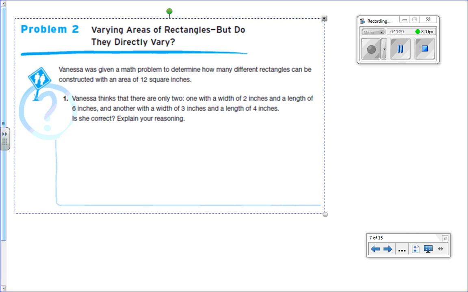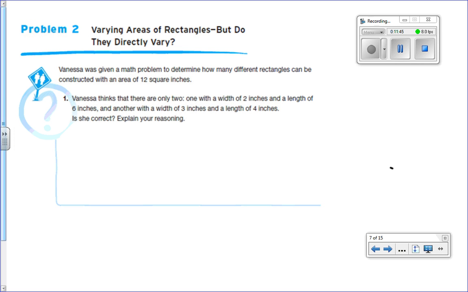Varying areas of rectangles, but do they directly vary? Vanessa was given a math problem to determine how many different rectangles can be constructed with an area of 12 square inches. Vanessa thinks that there are only 2, one with a width of 2 inches and a length of 6 inches, and another with a width of 3 inches and a length of 4 inches. Is she correct? Explain your reasoning.